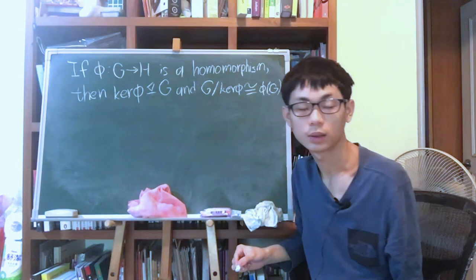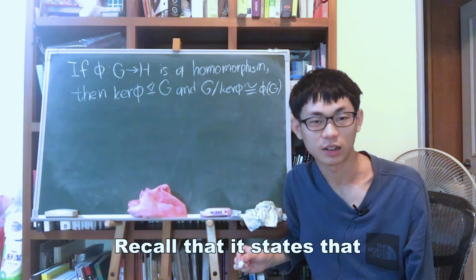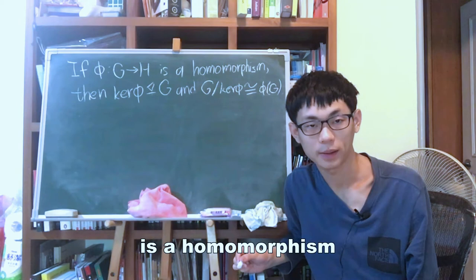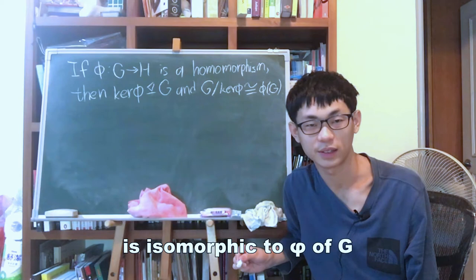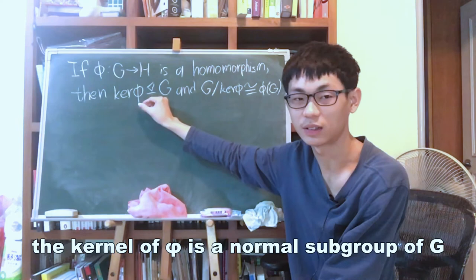Now we can prove the first isomorphism theorem. Recall that it states that if phi maps G to H is a homomorphism, then the kernel of phi is a normal subgroup of G, and G mod kernel of phi is isomorphic to phi of G. We have already shown that the kernel of phi is a normal subgroup of G.